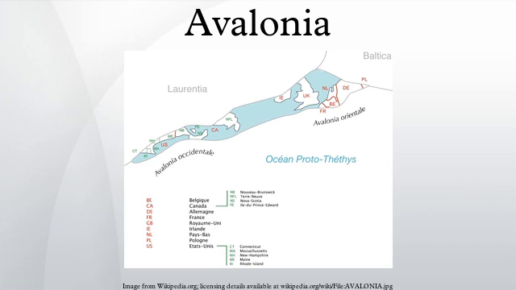Avalonia was a microcontinent in the Paleozoic era. Crustal fragments of this former microcontinent underlie southwest Great Britain and the eastern coast of North America. It is the source of many of the older rocks of Western Europe, Atlantic Canada, and parts of the coastal United States. Avalonia is named for the Avalon Peninsula in Newfoundland.